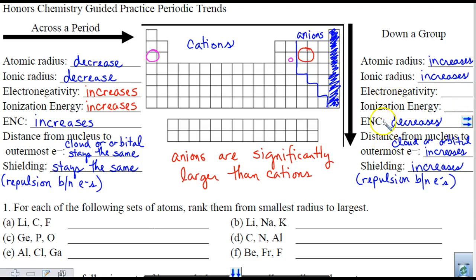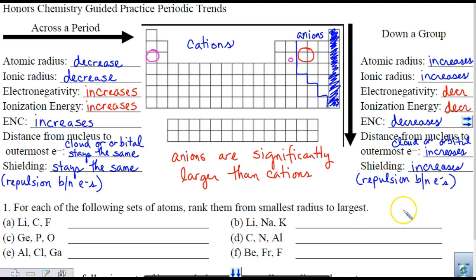Electronegativity: since our force of attraction is decreasing as you go down, the ability to attract its own electrons is going down, so it's not going to be very effective at attracting those in a bond either. So electronegativity decreases. Then ionization energy, which is how much energy it takes to remove an electron: as you go down, if it's losing force of attraction, then it's going to become easier and easier to remove an electron. So your ionization energy is also decreasing as you go down the group.